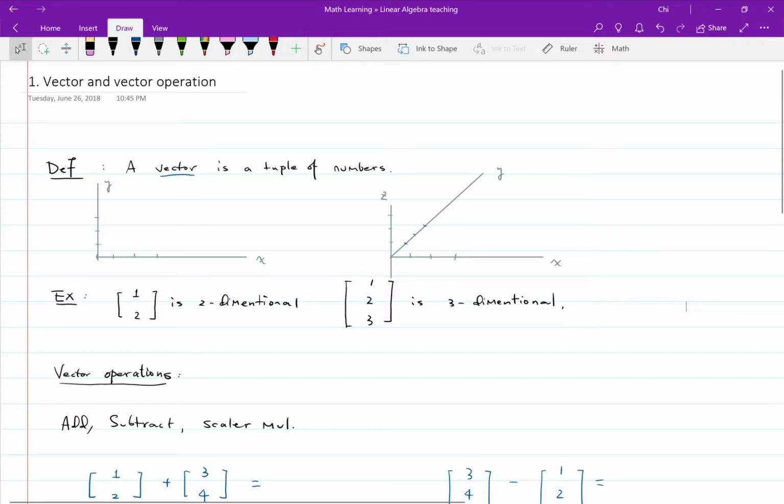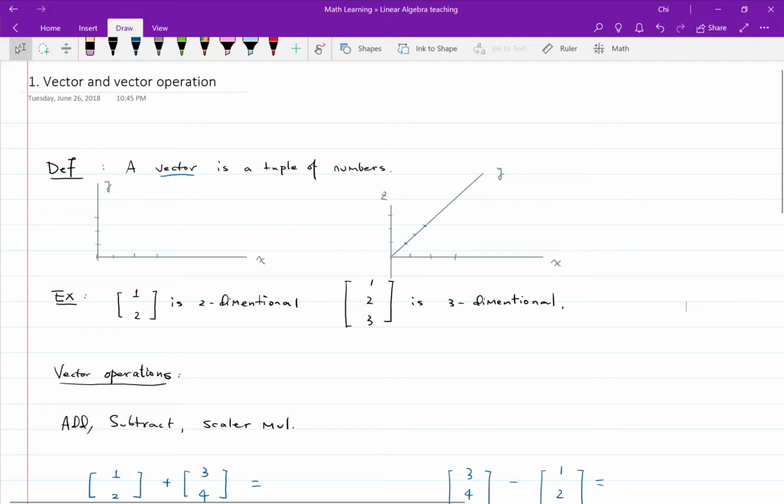Okay, so today is the first recording for my linear algebra teaching project. And today's topic is vector and vector operation. I know it maybe seems too quick to jump into the content. In the future, I will probably do a class on more like the big picture of linear algebra and maybe give some sense of what it is really. But for now, let's just jump into the content.